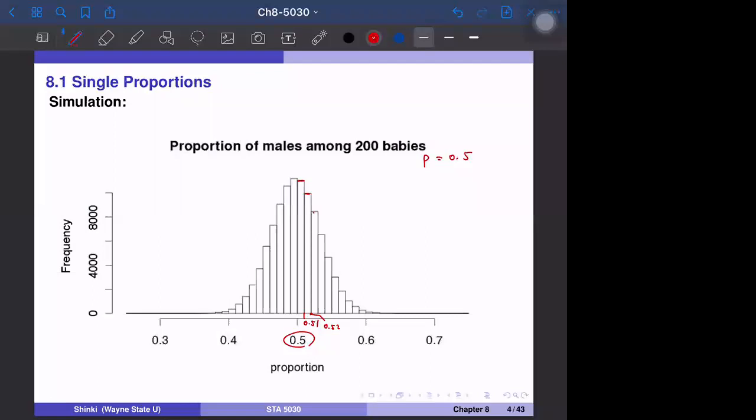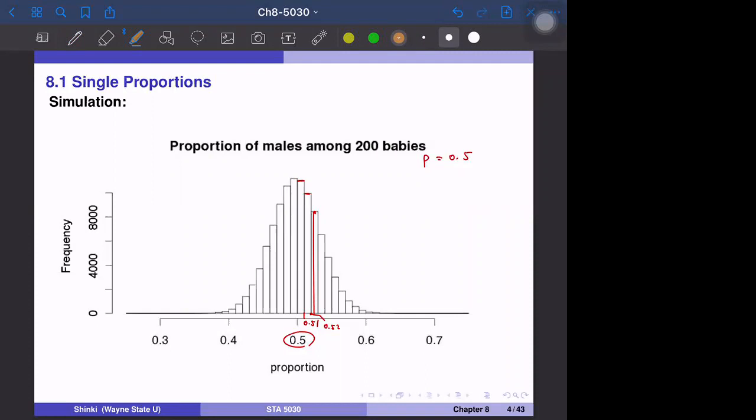And you can see 0.525, our sample proportion, is here. So it's not really unusual. It's in the range of typical values. So we can conclude that 105 over 200 is not significantly different from 50%.